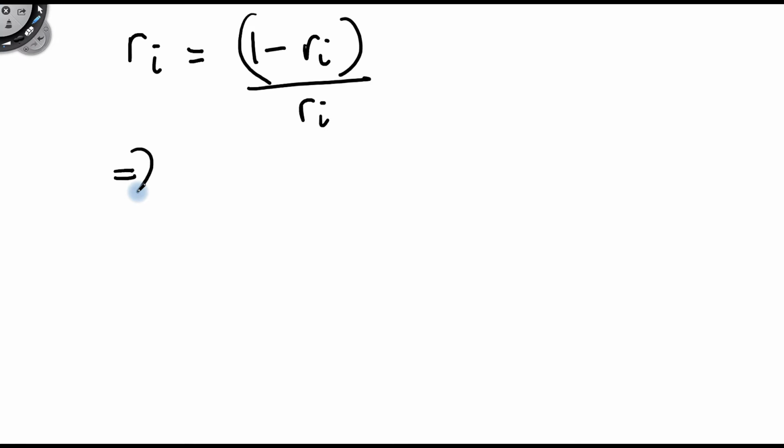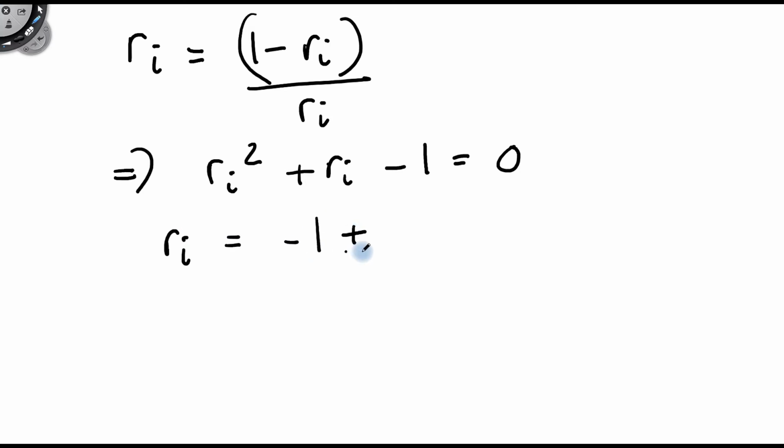So this then leads to Ri squared plus Ri minus 1 equals 0, a nice quadratic for R. So let's say Ri equals minus 1 plus or minus the square root of b squared minus 4ac, so that's the square root of 5, all over 2a.